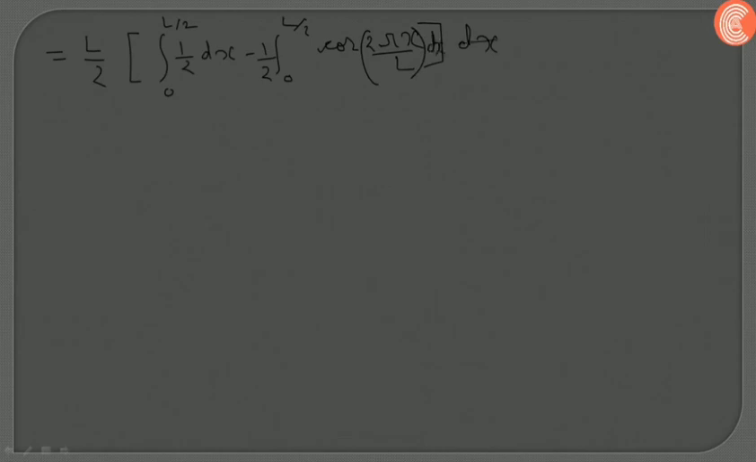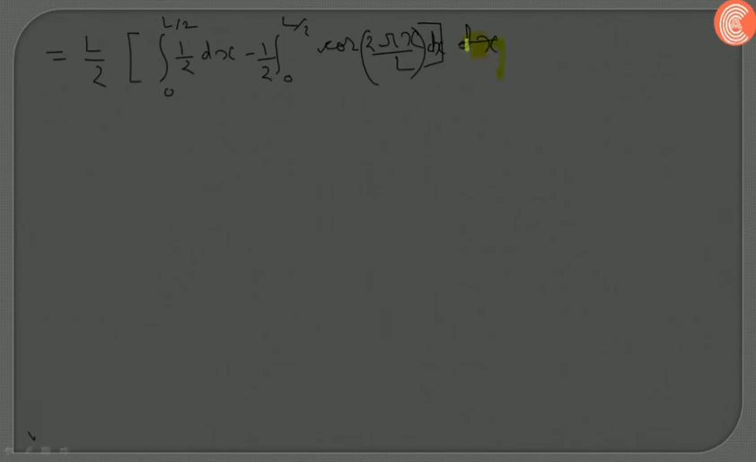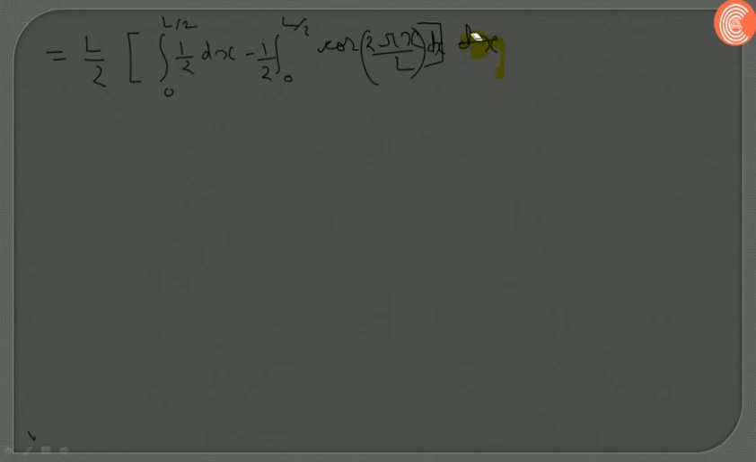not here. Let me erase this. Sorry, I'm really sorry. Where is the eraser? Here is the eraser. We have to erase this and this also. Fine. Now let me take the pen and write it. So dx.